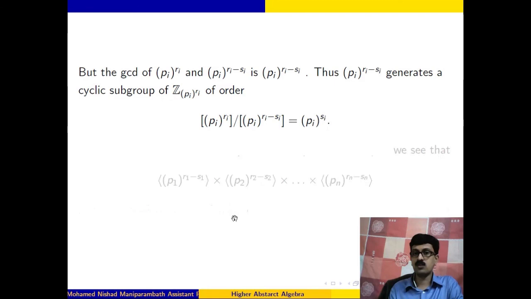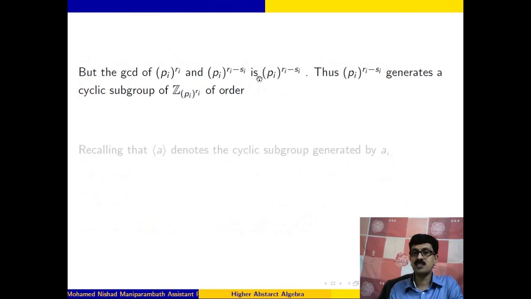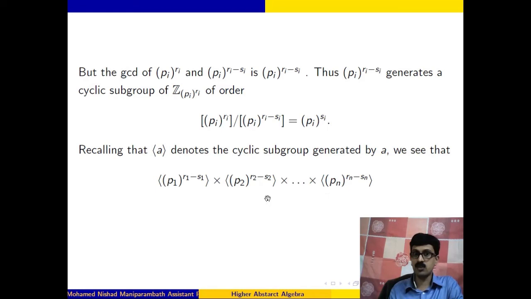So coming to our statement, if m divides the order of a finite abelian group G, then G has a subgroup of order m. We proved that there is a subgroup which is a direct product of the cyclic subgroups.